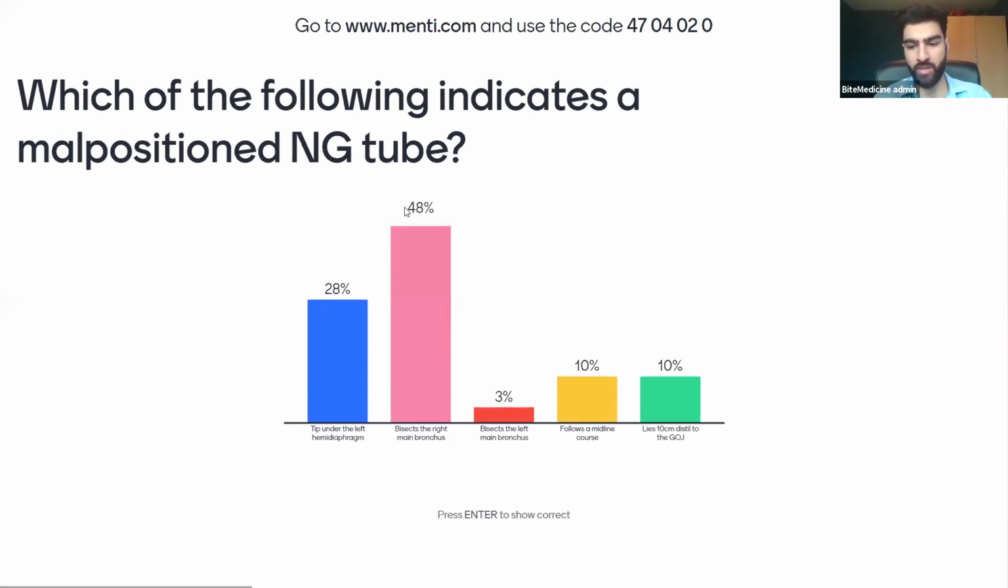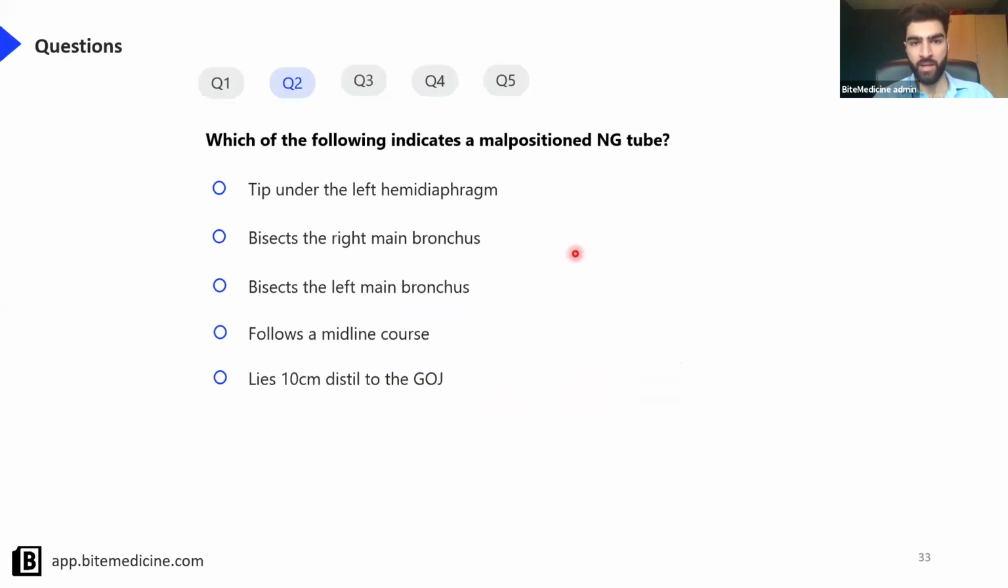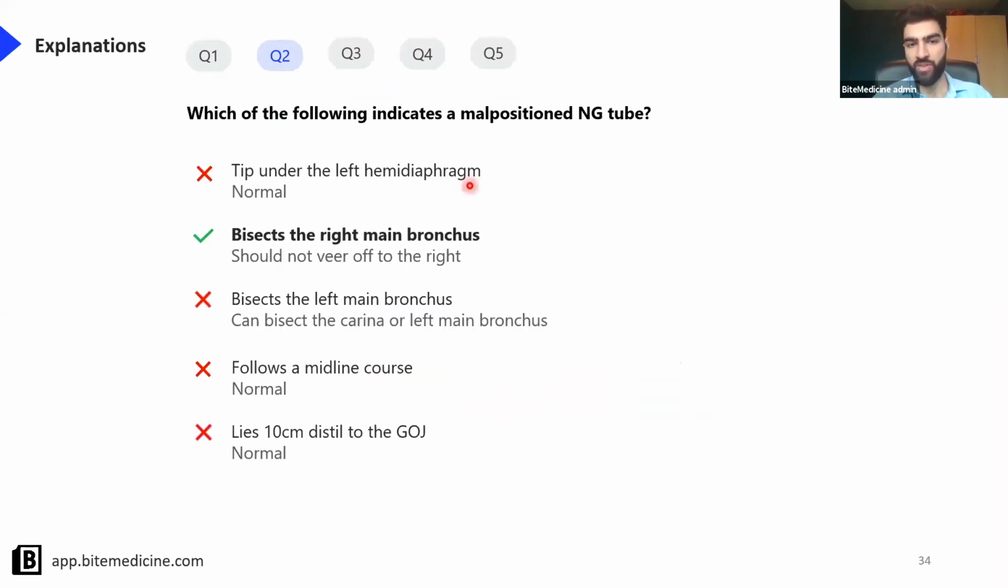Okay, difficult question, but bisects the right main bronchus is the correct answer. So tip under the left hemidiaphragm is right because that's where the stomach lies. It should bisect either the carina or the left main bronchus. It should, of course, follow a midline course. If you see it veering off completely in one direction, that suggests it's in the lung. And it should be 10 centimeters distal to the gastroesophageal junction. The tip should be distal. It shouldn't bisect the right main bronchus. That suggests that it's taken an inappropriate course.